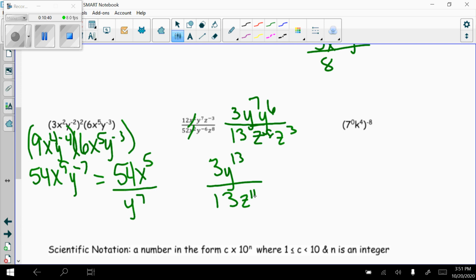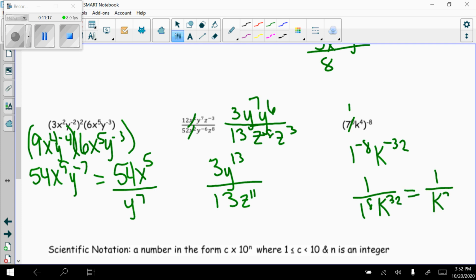All right, the next one, 7 to the 0 power, k to the 4th, all of that to the negative 8. So 7 to the 0, that's really 1, right? So this becomes 1 to the negative 8th, k to the negative 32. 1 to the negative 8th is just 1. I move it to the denominator. I have 1 over 1 to the positive 8th, and then k to the 32nd. So 1 over k to the 32nd power.